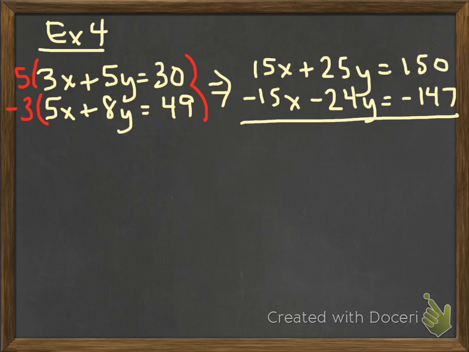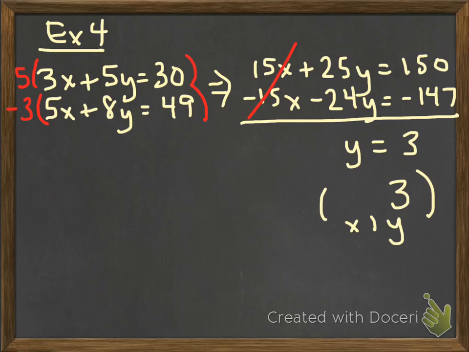Okay, we add going down. The x's cancel out. And we get 25y minus 24y is 1y, and 150 minus 147 is 3. So for the coordinates of the point of intersection, the y is 3. We need to find out what the x is. So I'm going to go ahead and plug this 3 into the top one. We're actually going to plug the 3 into the y, my bad.